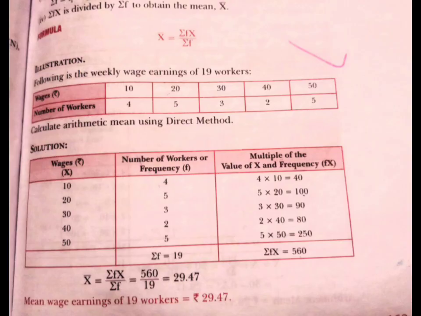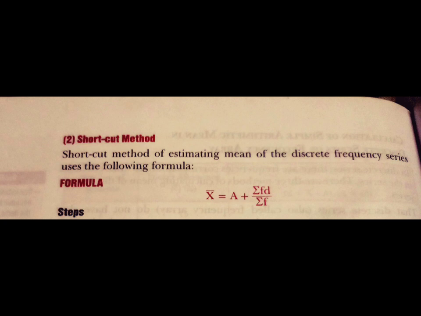Okay, the formula given for direct method is sigma fx upon sigma f. This is the formula for direct method in discrete series. अब इसको देखते हैं कि हम सॉल्व कैसे करेंगे. सब कुछ सेम रहेगा, बस क्या करना है, हमें वेजेस को x मानेंगे और नंबर ऑफ वर्कर्स को फ्रीक्वेंसी, और सिग्मा fx का मल्टीप्लिकेशन कर देंगे और उसके बाद upon sigma f से डिवाइड कर देंगे, and you will get your mean 29.47.